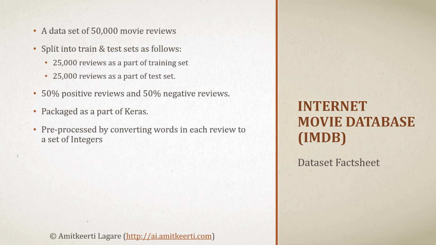Before we start building the artificial neural network and optimize it, let us look at some basic details of the IMDB dataset. It is a dataset of 50,000 movie reviews. These are split into train and test sets as follows. 25,000 reviews are part of the training set. 25,000 reviews are part of the test set. Out of all these reviews, 50% are positive reviews and 50% of them are negative reviews.